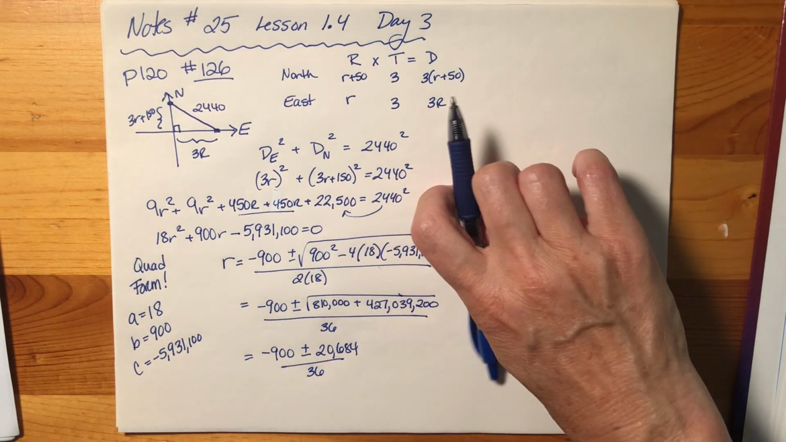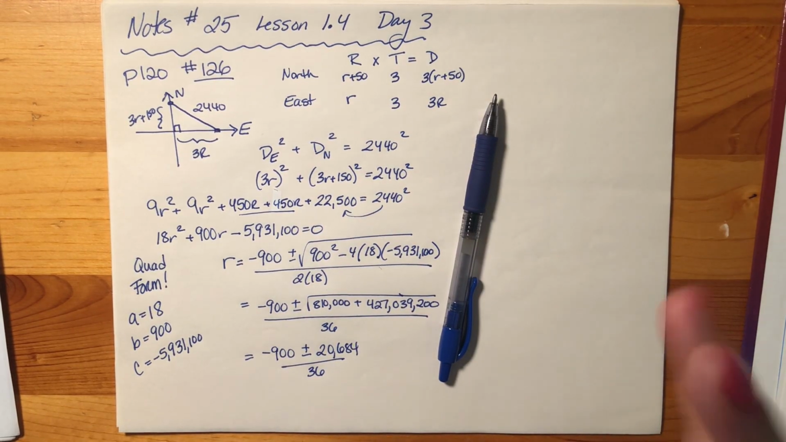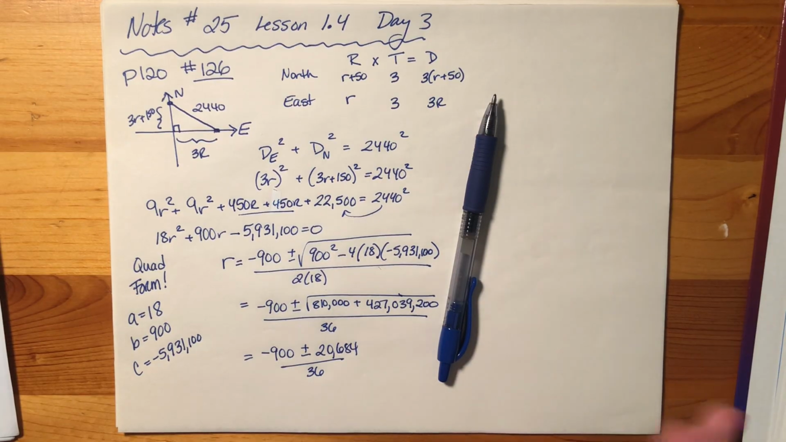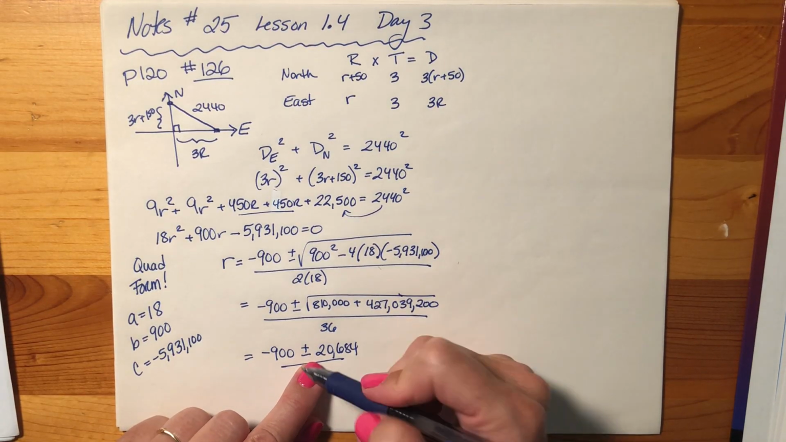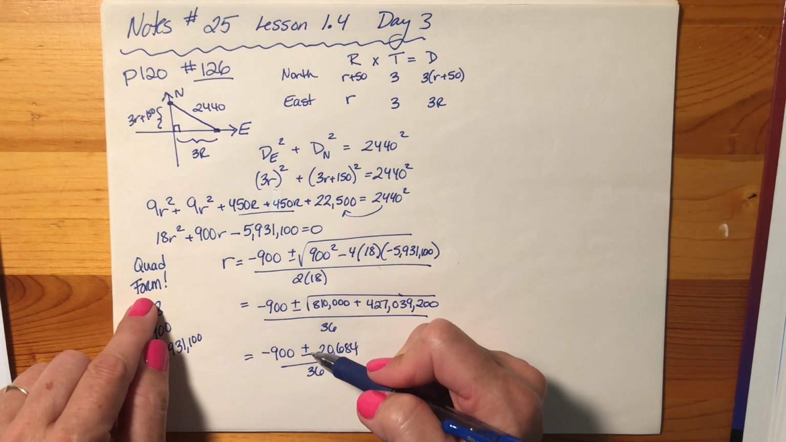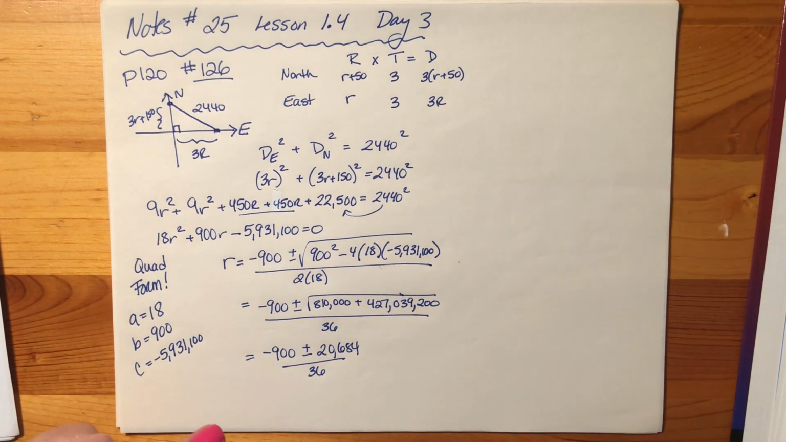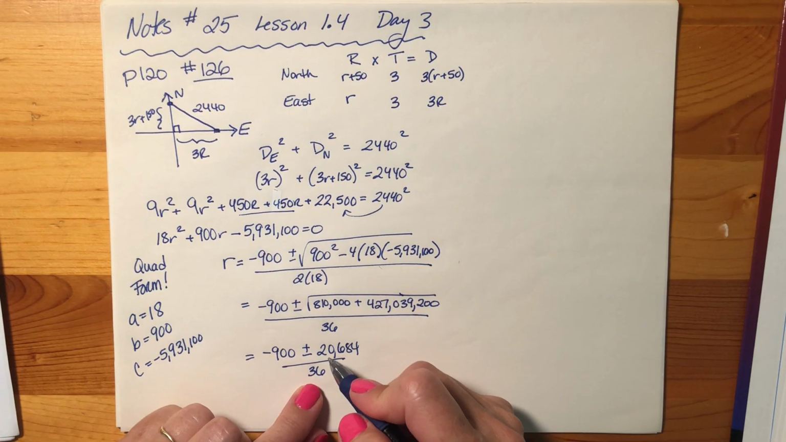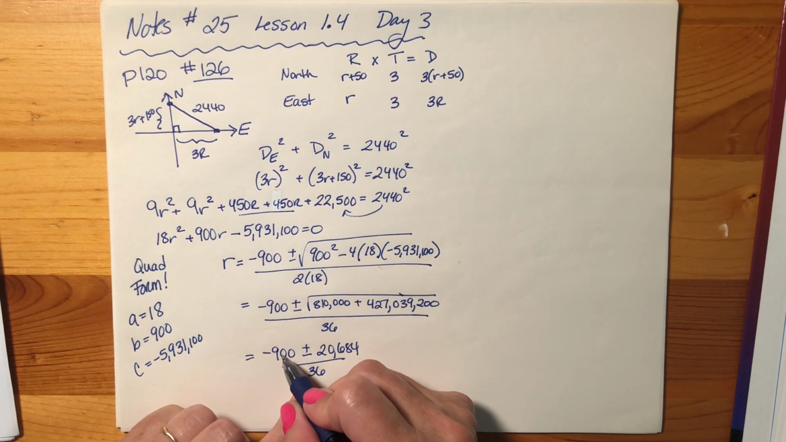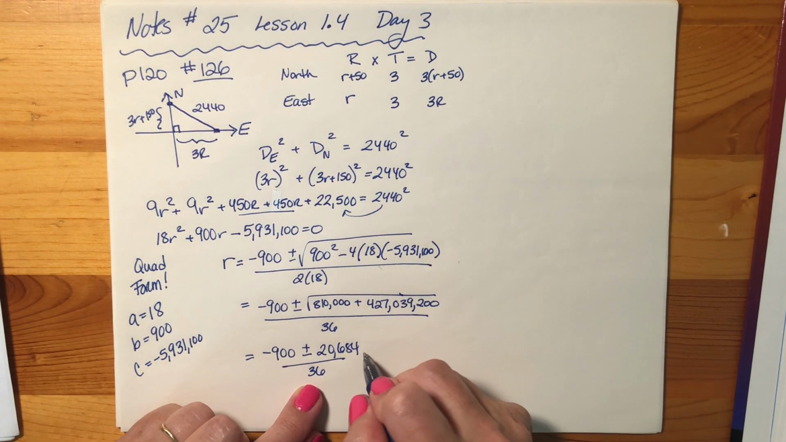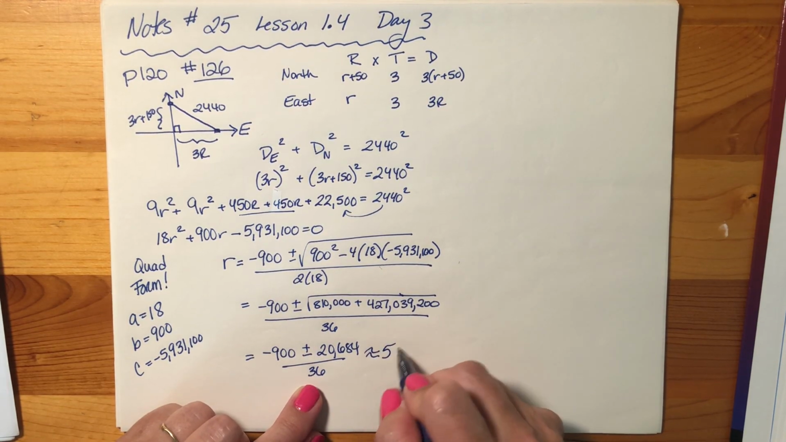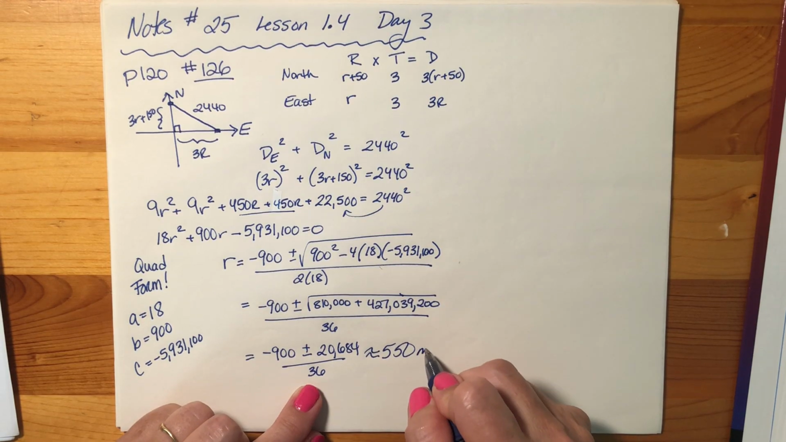Now, kids, what you're going to do is, you see you have plus or minus? I'm talking about the speed of a plane, all right? Now, the speed of a plane is not going to be negative. There's no way it's going to be negative, right? We can only go forward. So as a math purist, I'm going to think about plus or minus because I'm using the quadratic formula. However, in the context of this problem, I've got to think about the application, and I'm only going to add those two together. So I'm going to do negative 900 plus 20,684 divided by 36, and that's going to give me approximately 550, and we're talking about miles per hour.